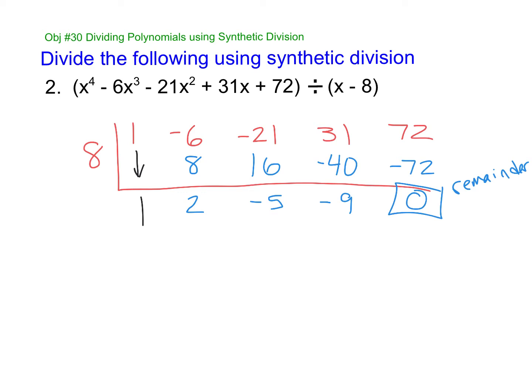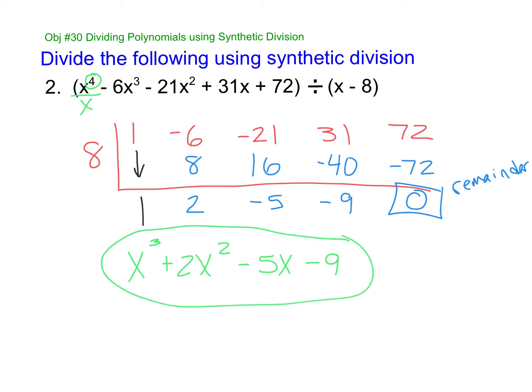So these are our coefficients. Now we have to write our final answer. 1x to the what? Remember, we're going down by 1 because we're dividing. X to the 4th divided by x is x cubed. And then going down by 1, 2x squared minus 5x minus 9. And that's the answer. You don't have to put the 1 if you don't want. We are done.